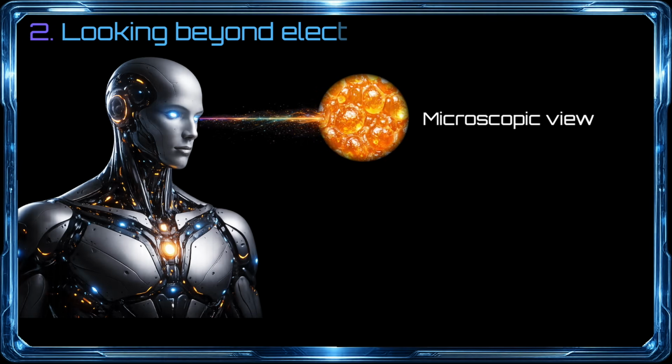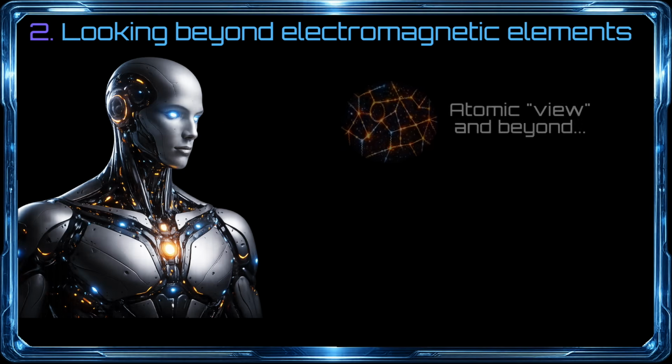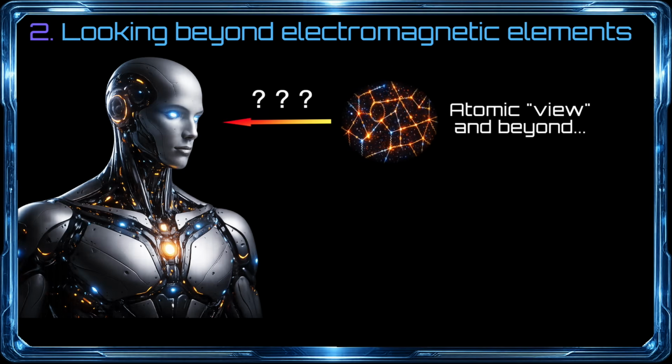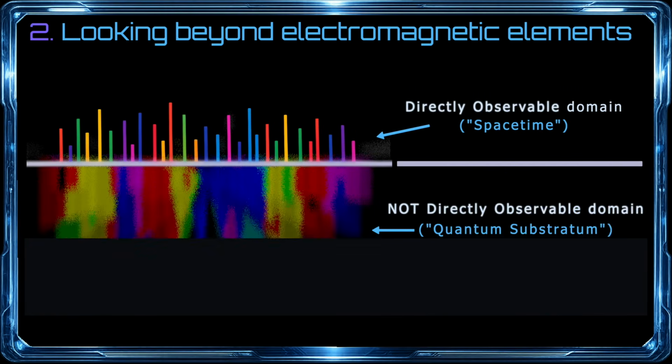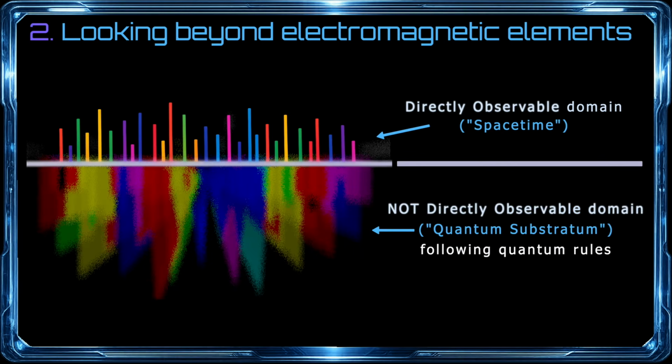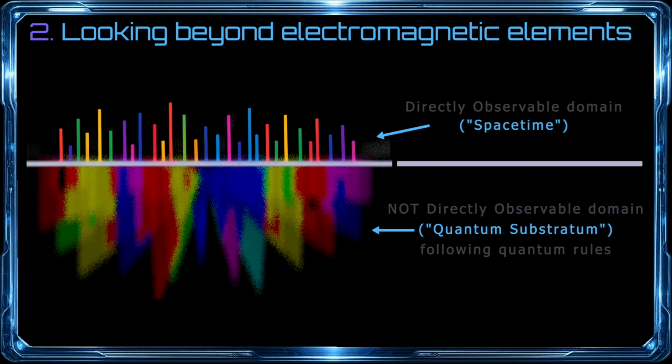But what if we want to go further down and observe the entities and processes which create the events that we directly observe as electromagnetic waves? We can't have direct access to these entities because, by definition, they exist beyond electromagnetic waves. So we have to assume there is another domain, or other dimensions of the domain we live in, where these entities exist and follow rules which eventually yield the events we can observe. Please note the names that we're going to be using for the two domains: the space-time domain and the quantum substratum domain.